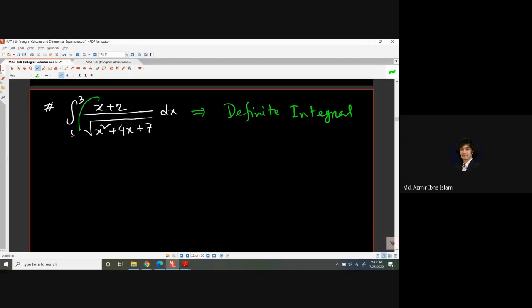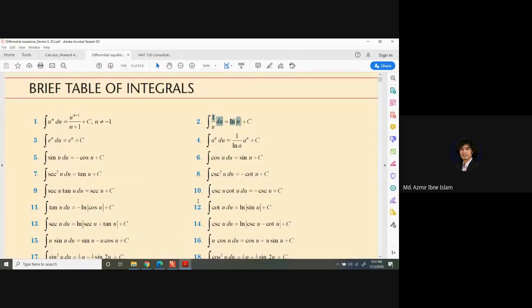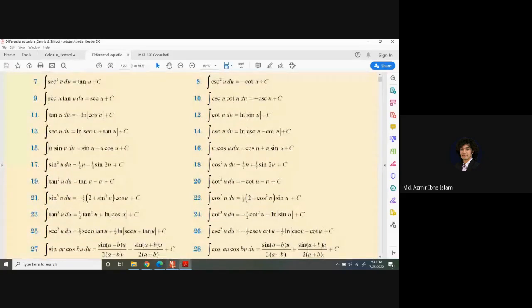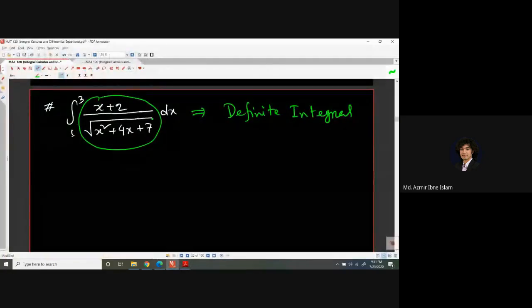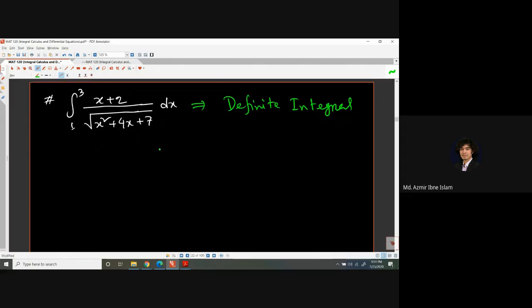So at first, have a look at this function. There is no direct formula. You will not find a direct formula for this integral, for this function. So what you have to do, at first you can think about the u-substitution method. So let's take that concept into account.